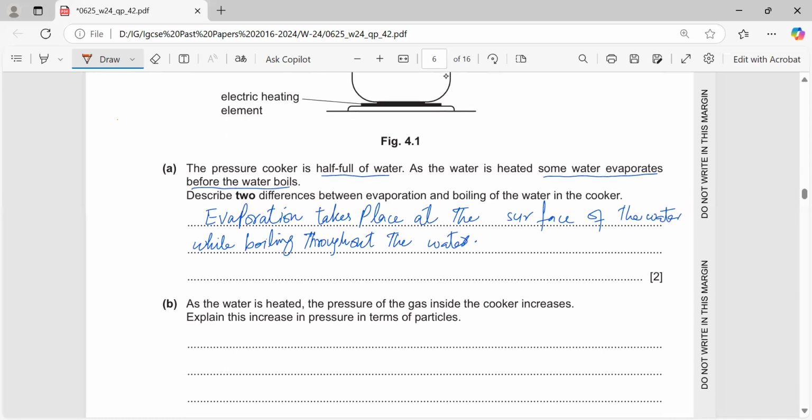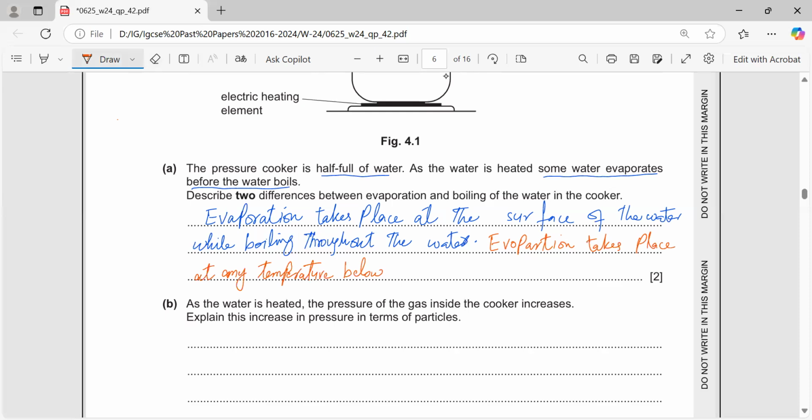Second point is, evaporation takes place at any temperature below boiling, while boiling takes place at a fixed temperature. This way, two differences. Already you have discussed and you have told me.